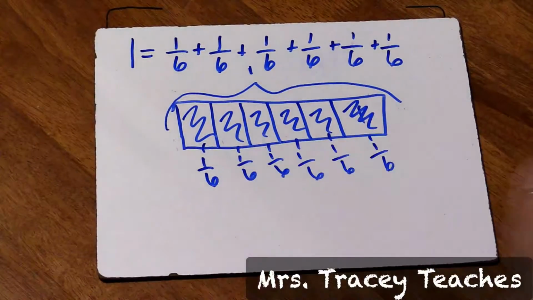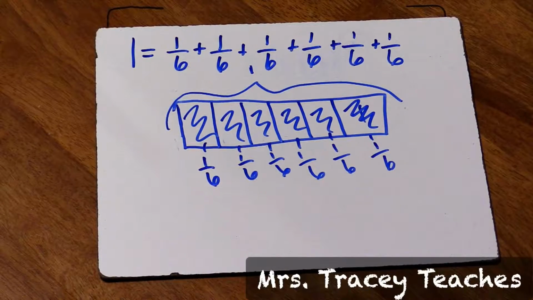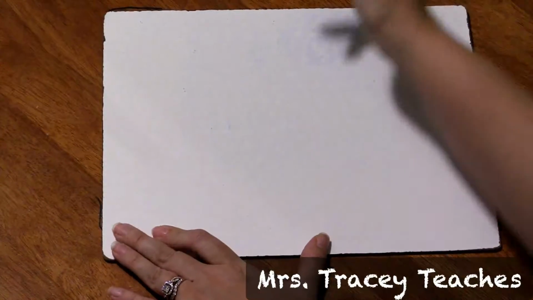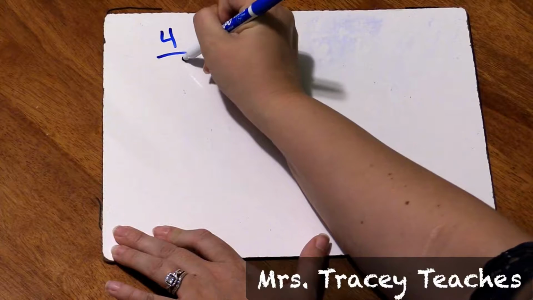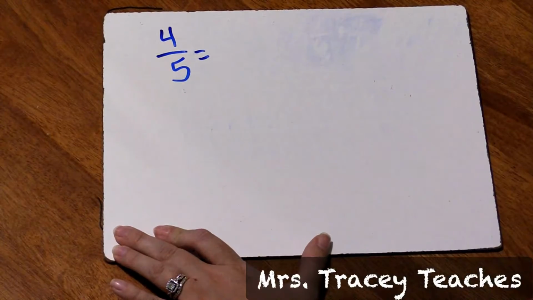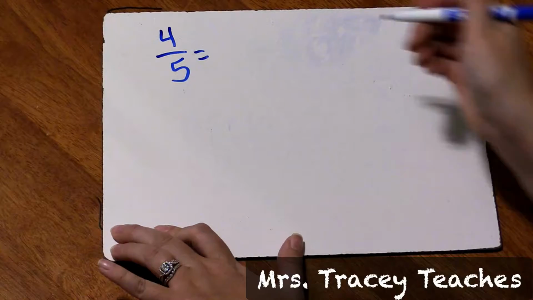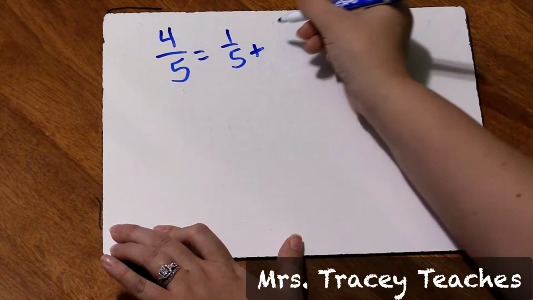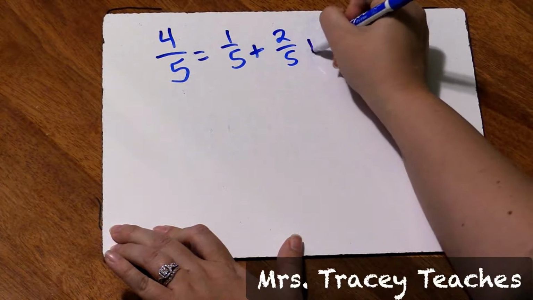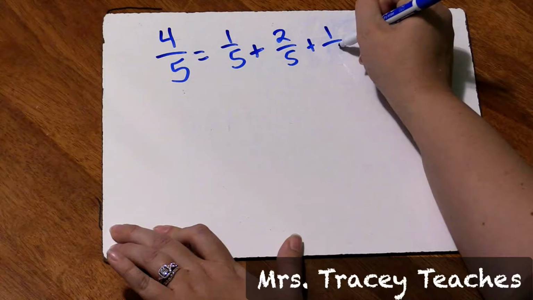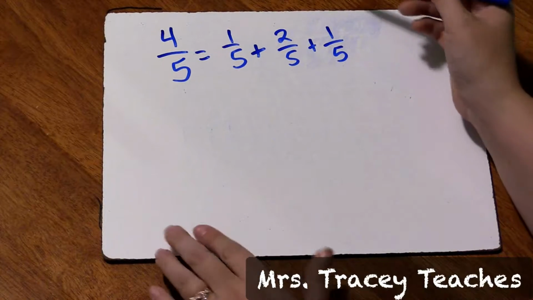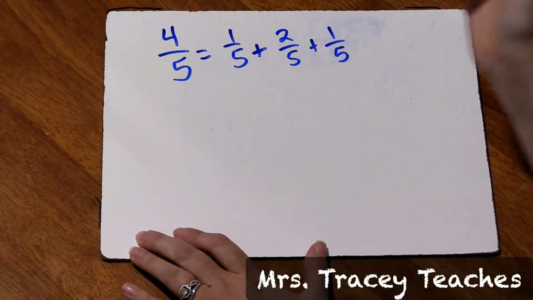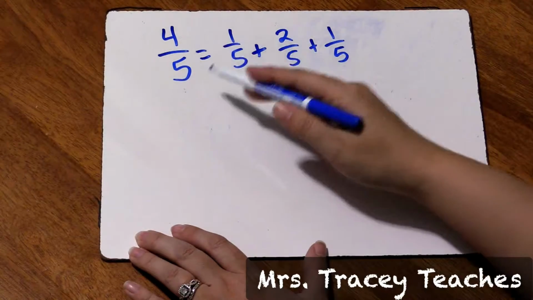Let's try another problem. So this time I am going to have a lower number. I am going to have 4/5 for my fraction, and my equation is going to be 1/5 plus 2/5 plus 1/5. So if I add up all the top numbers, 2, 3, 4, I get one whole, or I mean not one whole, I get 4 out of 5, and 5 is your whole.